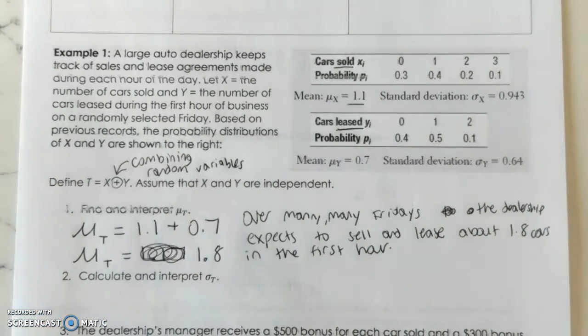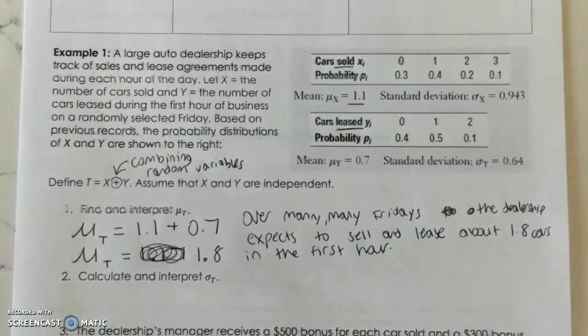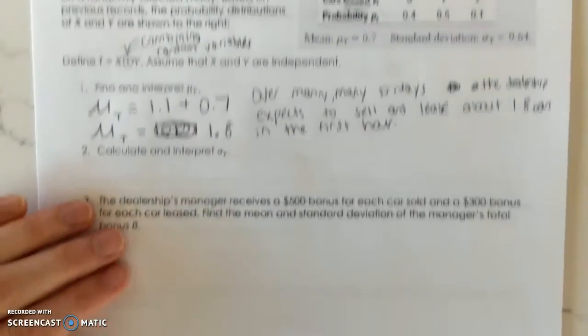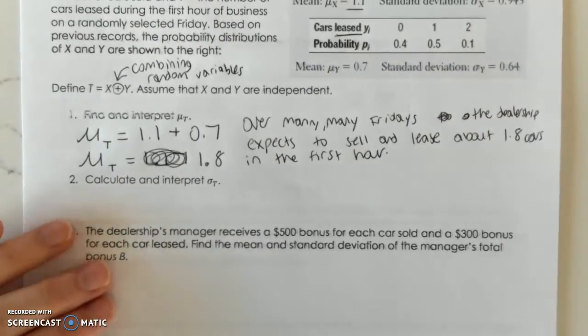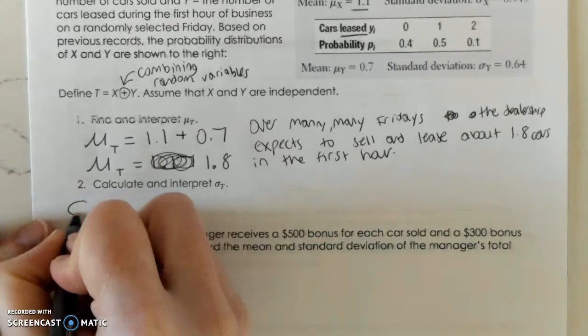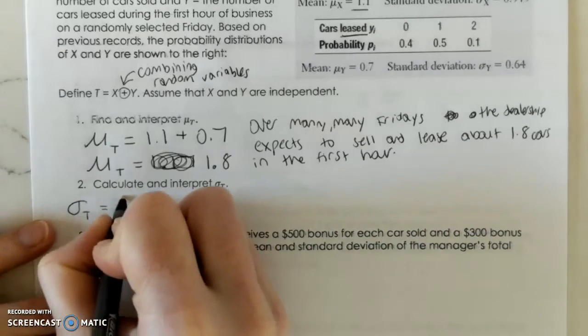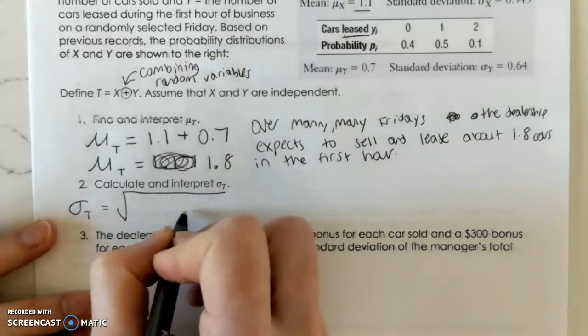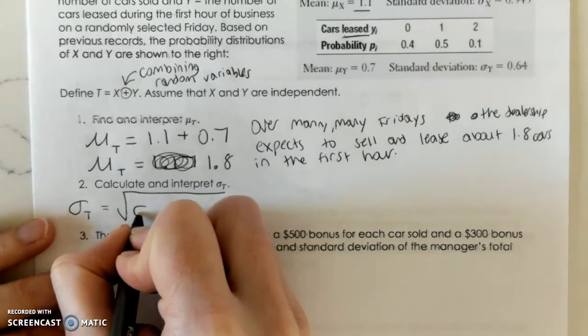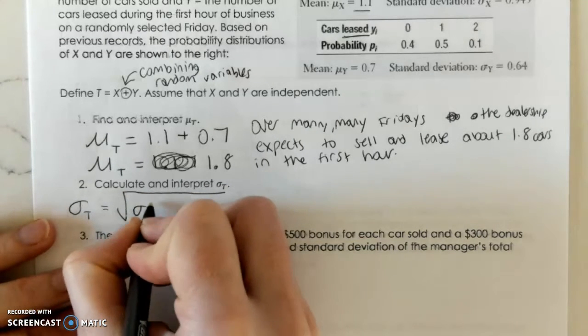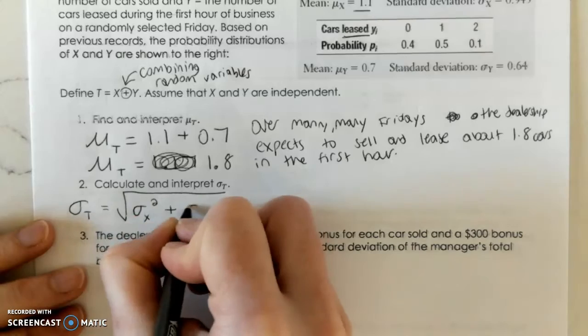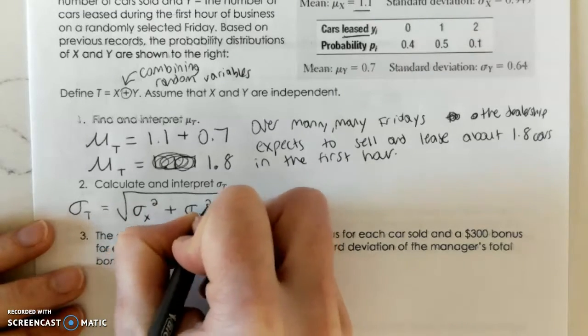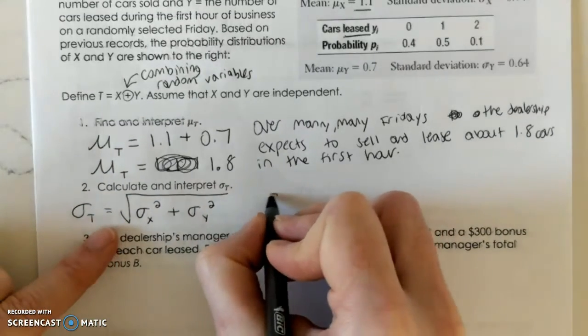All right, now calculate and interpret the standard deviation of t. Remember, this is a little bit different. I need to find the variances first. So all I'm doing to get the standard deviation of t is taking the square root of the sum of the variances, and all I do to get variance is square the standard deviations. So let's plug everything in.